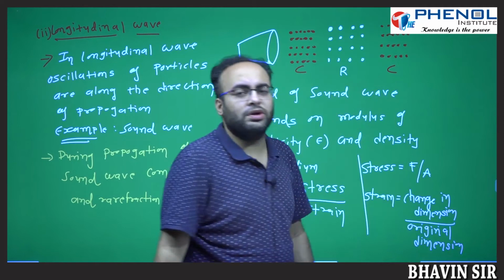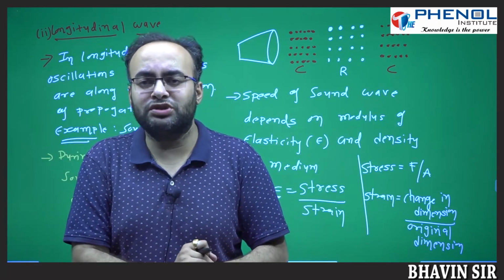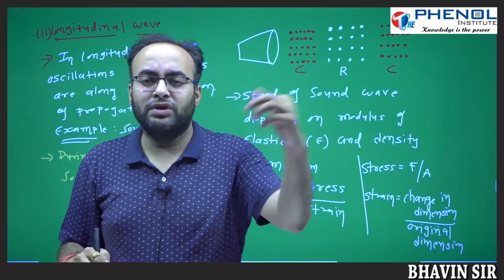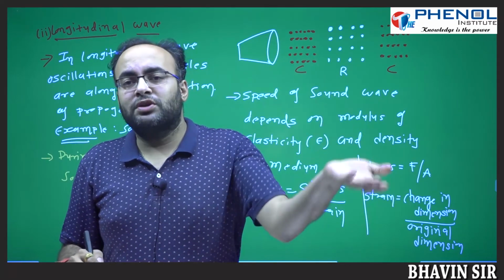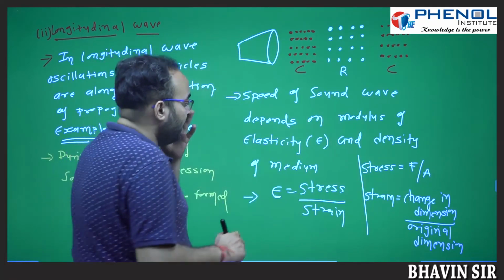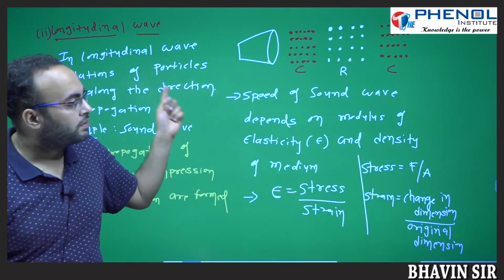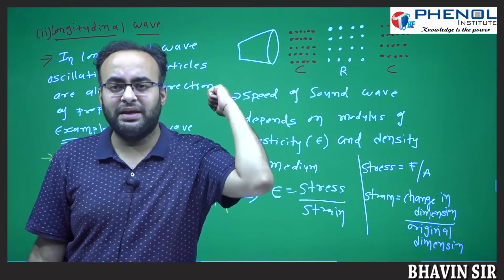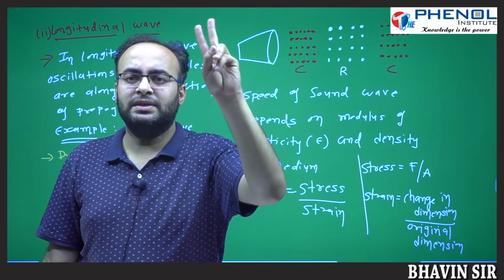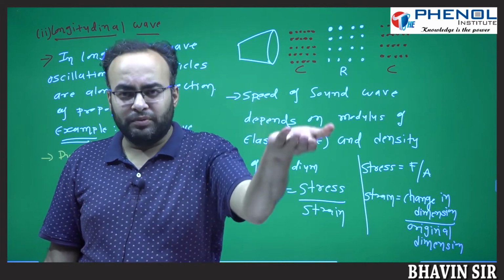Suppose in the case of longitudinal strain, length is changed. So what is the longitudinal strain? Delta L by L. In volume strain, volume is changed. So what is volume strain? Delta V by V. Now what is the speed of sound wave? It depends on modulus of elasticity. How many types of modulus of elasticity? 3. Young modulus, bulk modulus, and modulus of rigidity, shear modulus.